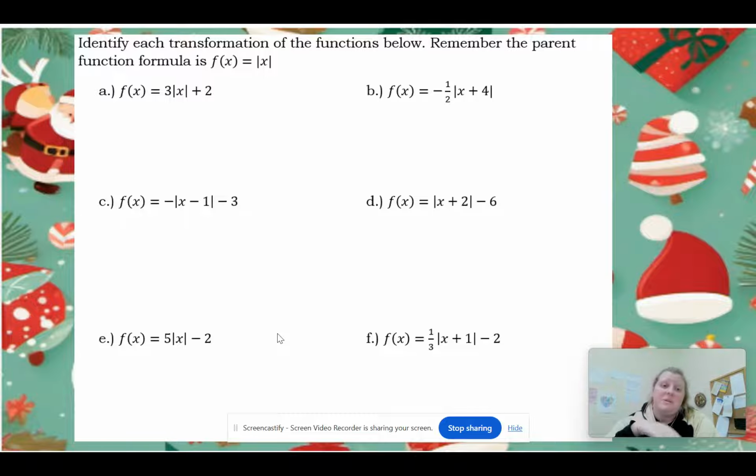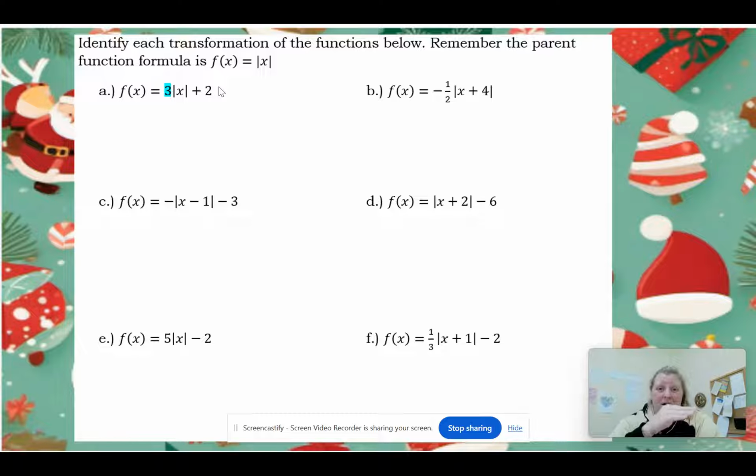So what we're going to do is we're just going to take some formulas and we're going to decide what each number is going to do to our V. So right here you have your absolute value of x, that's your basic V. If I throw a 3 and a 2 into it, the goal is to know ahead of time what to expect from your graph. What's your graph going to look like before you even graph it? So I'm just going to go in order of what I see.